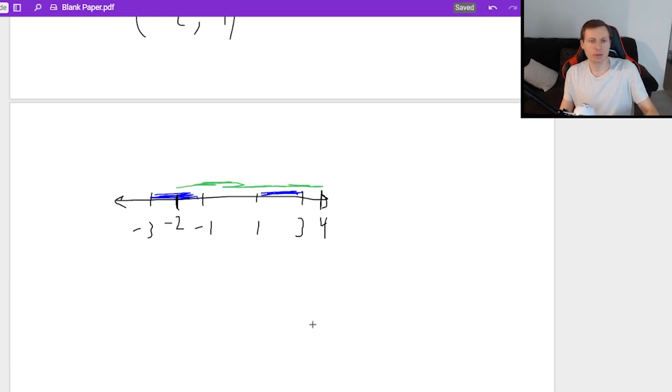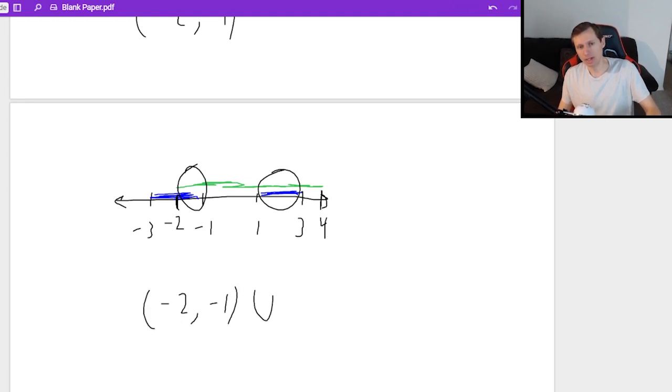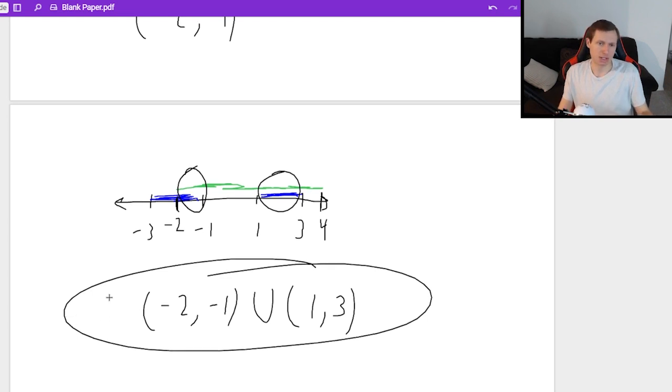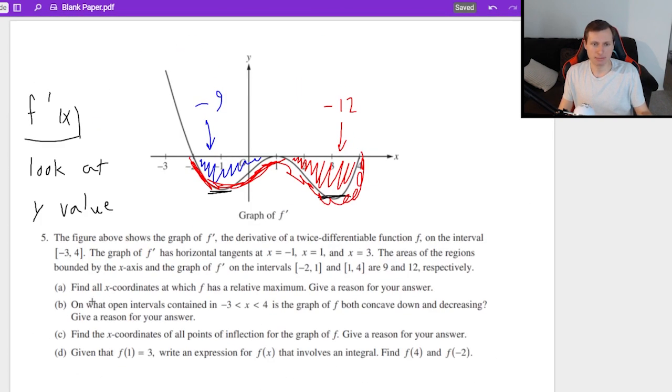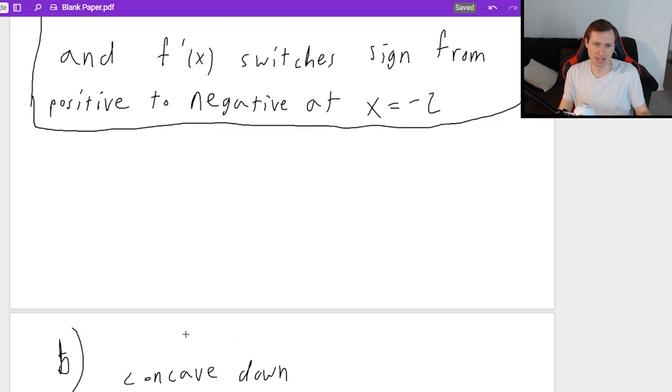And now all I need to do is say to myself, where do these overlap? It looks like they overlap here and here. So the answer is negative 2 to negative 1 in union with 1 to 3. And there's my answer. Does it say they want an explanation? Let's see. Give a reason for your answer, our favorite.